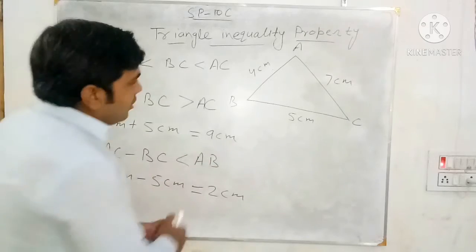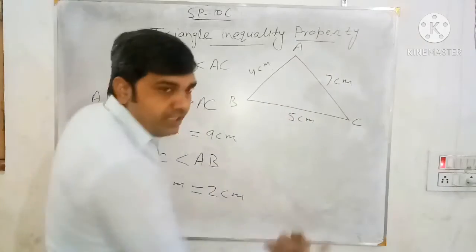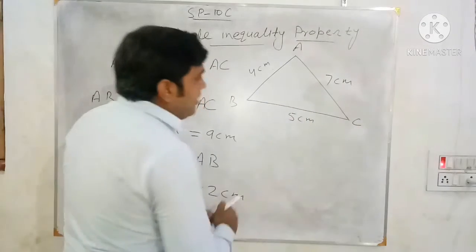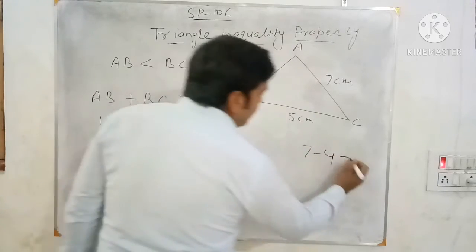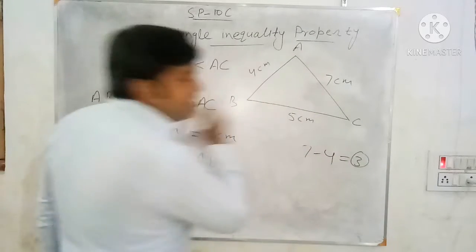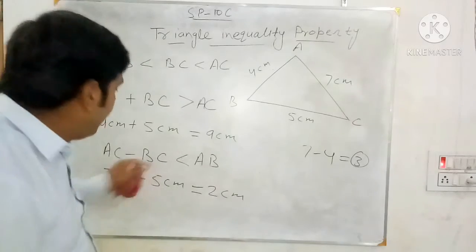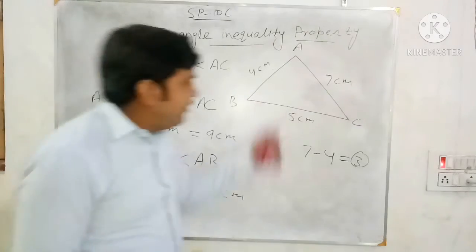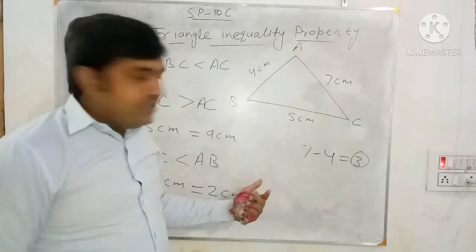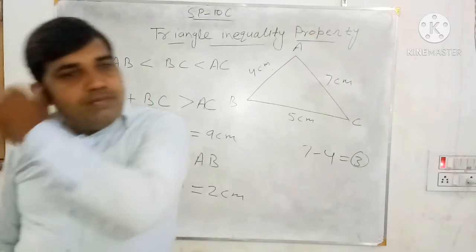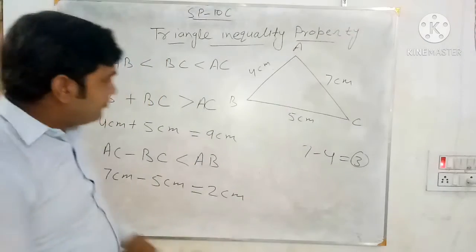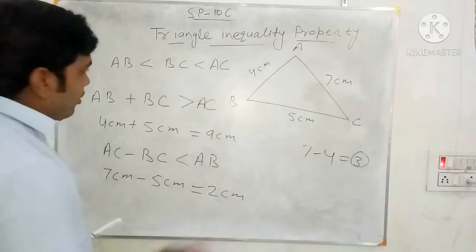If you subtract 7 minus 4, you will get 3, and that 3 is also less than 5 centimeter. If this condition does not hold, if the difference of any two sides of a triangle is greater than the remaining side, that means that triangle is not possible. We cannot draw such a triangle.